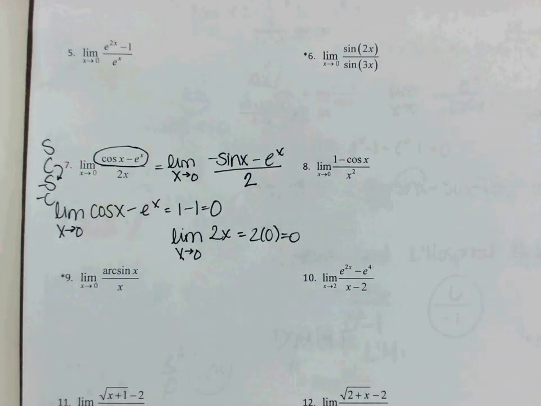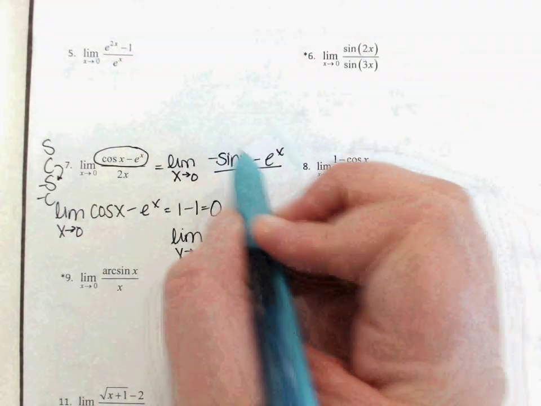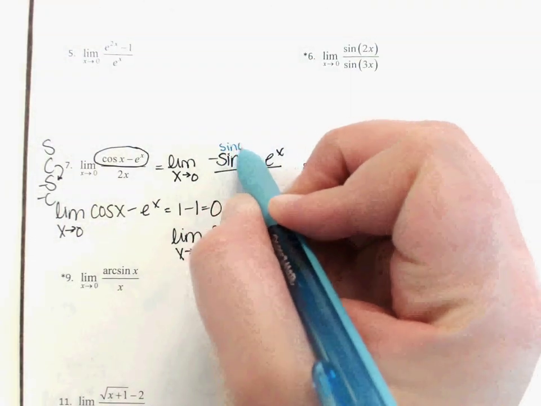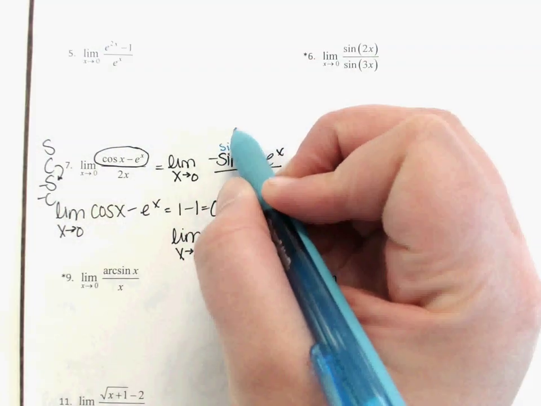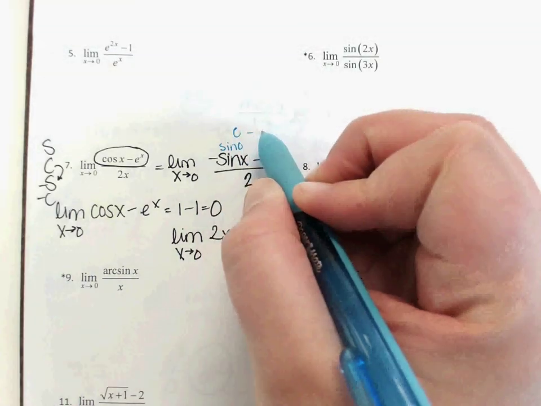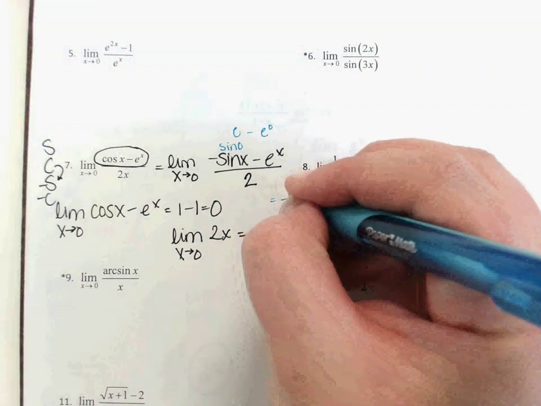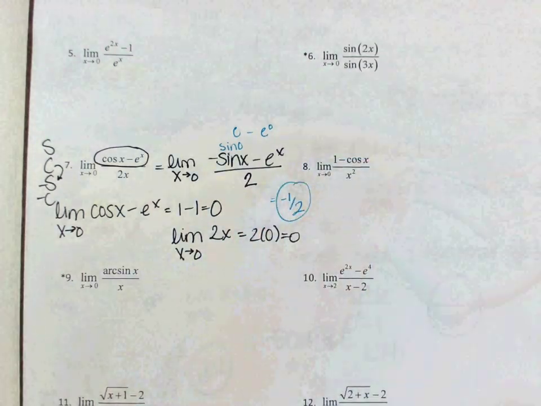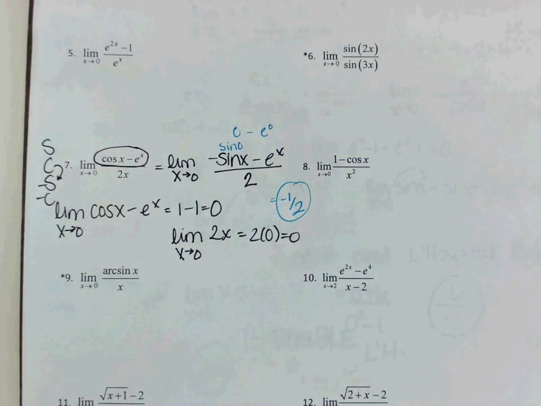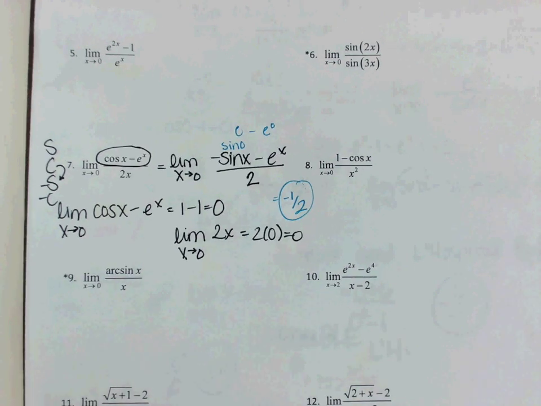So when I plug my 0 in here, what's the sine of 0? 0. And then what's e to the 0? 1. 0 minus 1 is negative 1 over 2. Got that one? Okay, take a look at number 8.